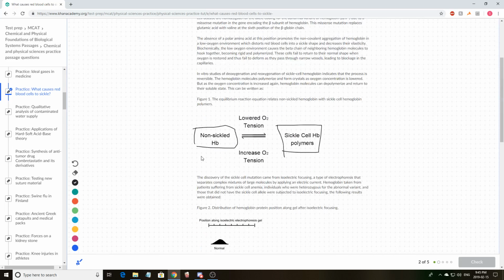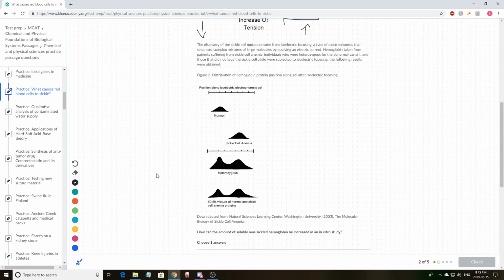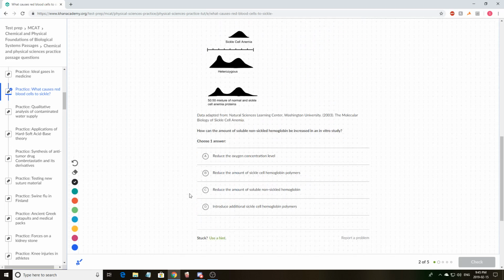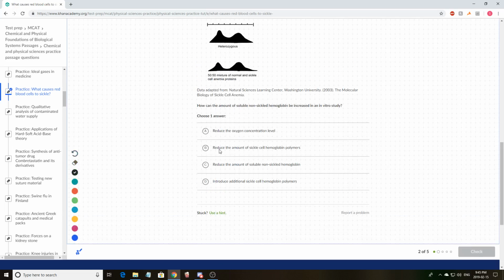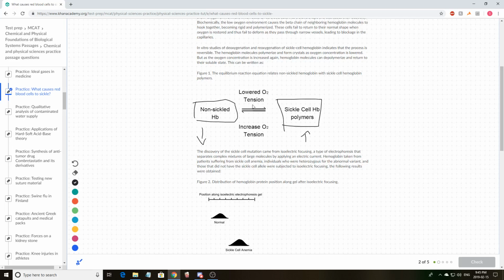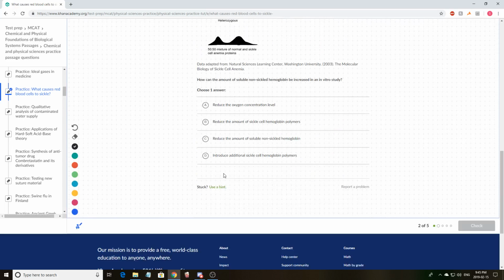We know based on Le Chatelier's principle that we could either decrease the amount of non-sickle celled hemoglobin, or we could increase the amount of sickle celled hemoglobin. If we decrease non-sickle cell hemoglobin, the reaction shifts to the left, or if we increase the amount of sickle cell hemoglobin, the reaction again shifts to the left. Now, with regards to the oxygen concentration present, one of the options stated reduce the oxygen concentration level. Well, if we were to reduce the oxygen concentration level, the reaction would actually shift to the right, because low oxygen is the condition for sickle cell hemoglobin polymers to form. Which means we know that this isn't the answer.